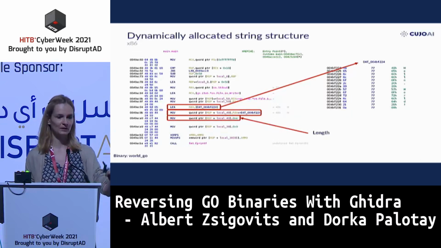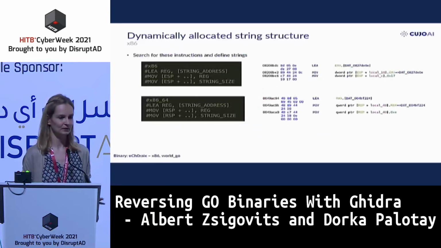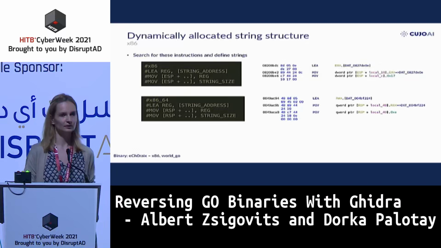This is how it looks when it's not defined within Ghidra. These are just a sequence of bytes, but Ghidra doesn't realize that it's a string. And then there is an integer moved to the stack, and this is the length. So basically, this is how the string structure is built up during runtime. Now we will take a look at the x86 and then the ARM architectures.